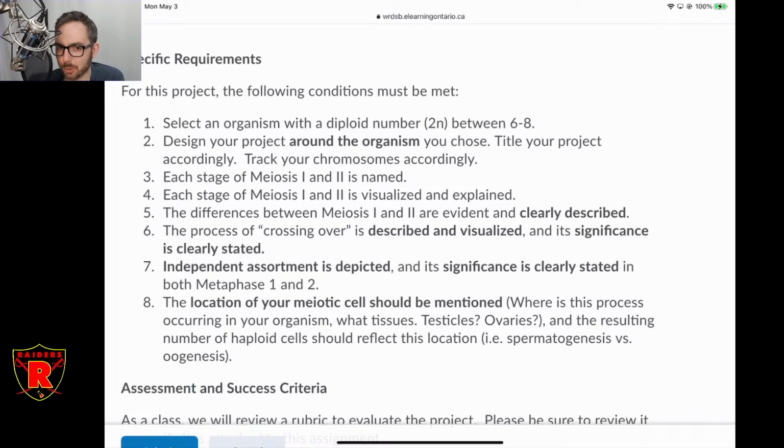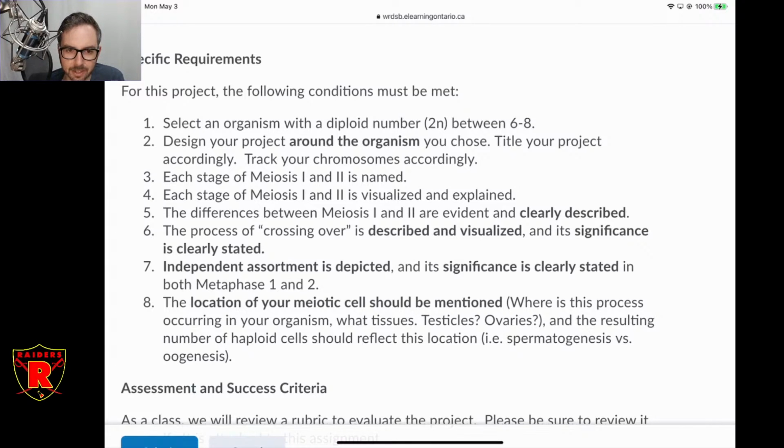Same thing for independent assortment. Remember, independent assortment is when you select whether the chromosomes are going to go to the left or to the right with each homologous pair during metaphase 1. Okay, you need to show that. So you're going to show it, describe it, and tell me why it's significant. All right.